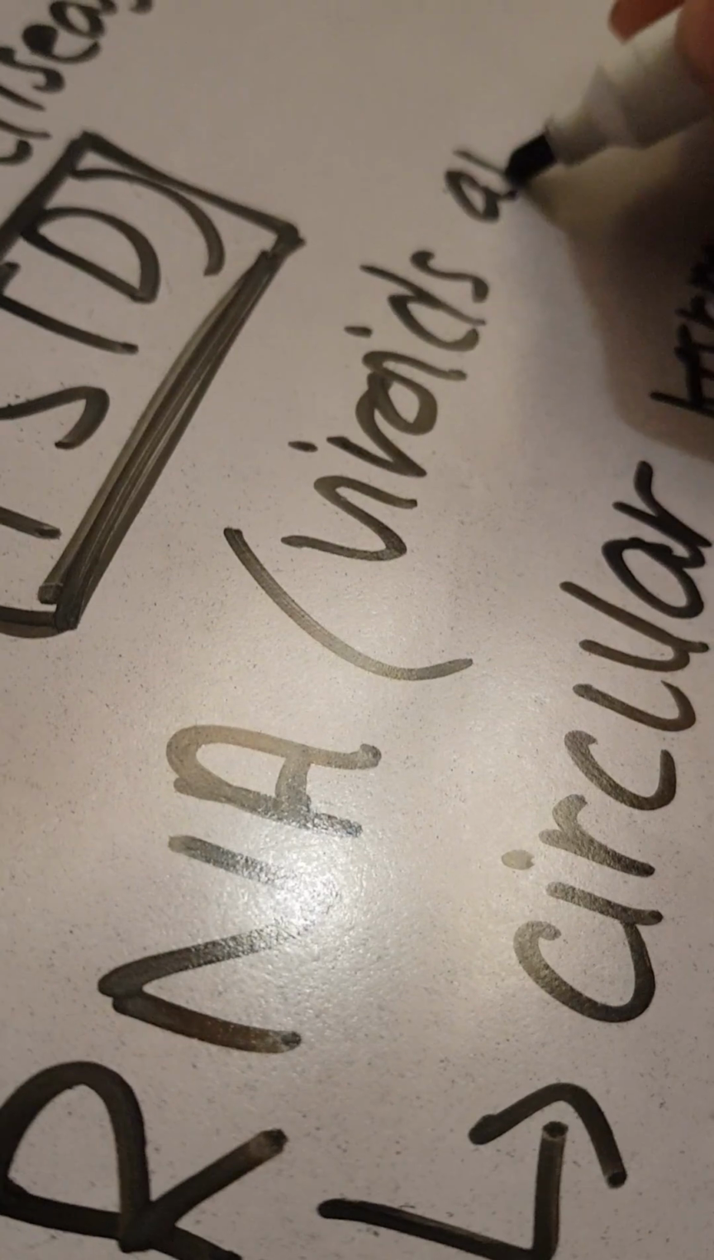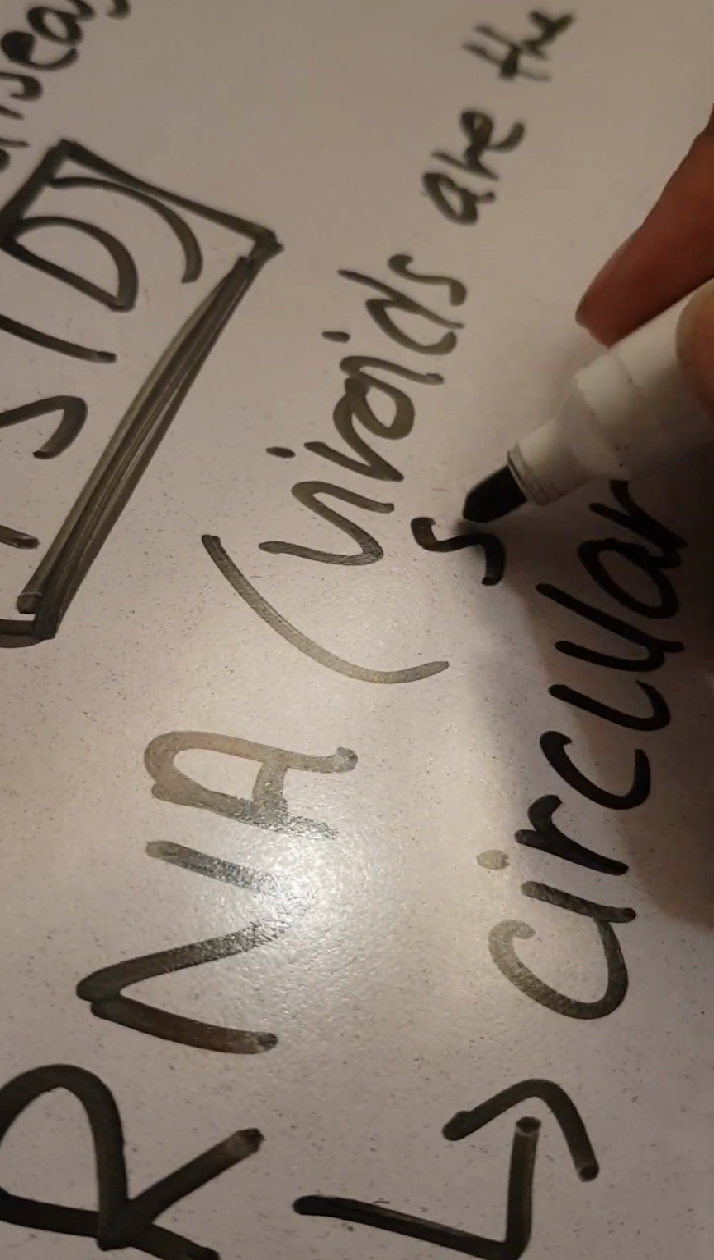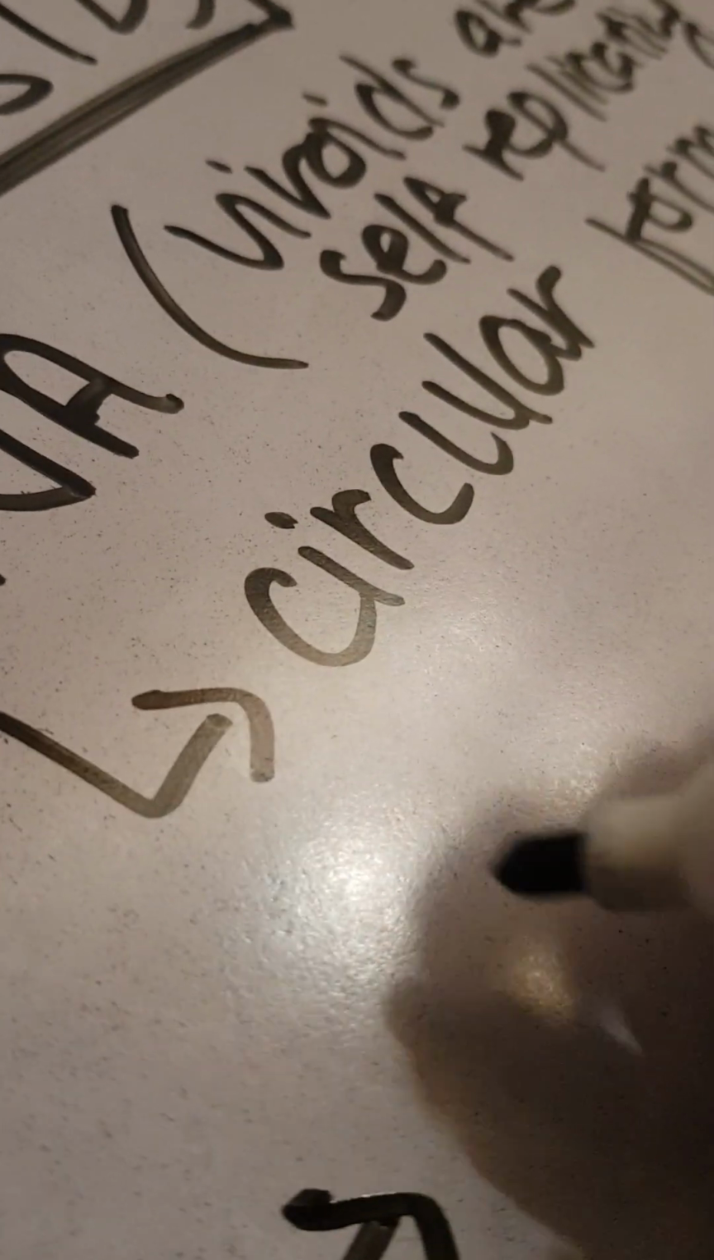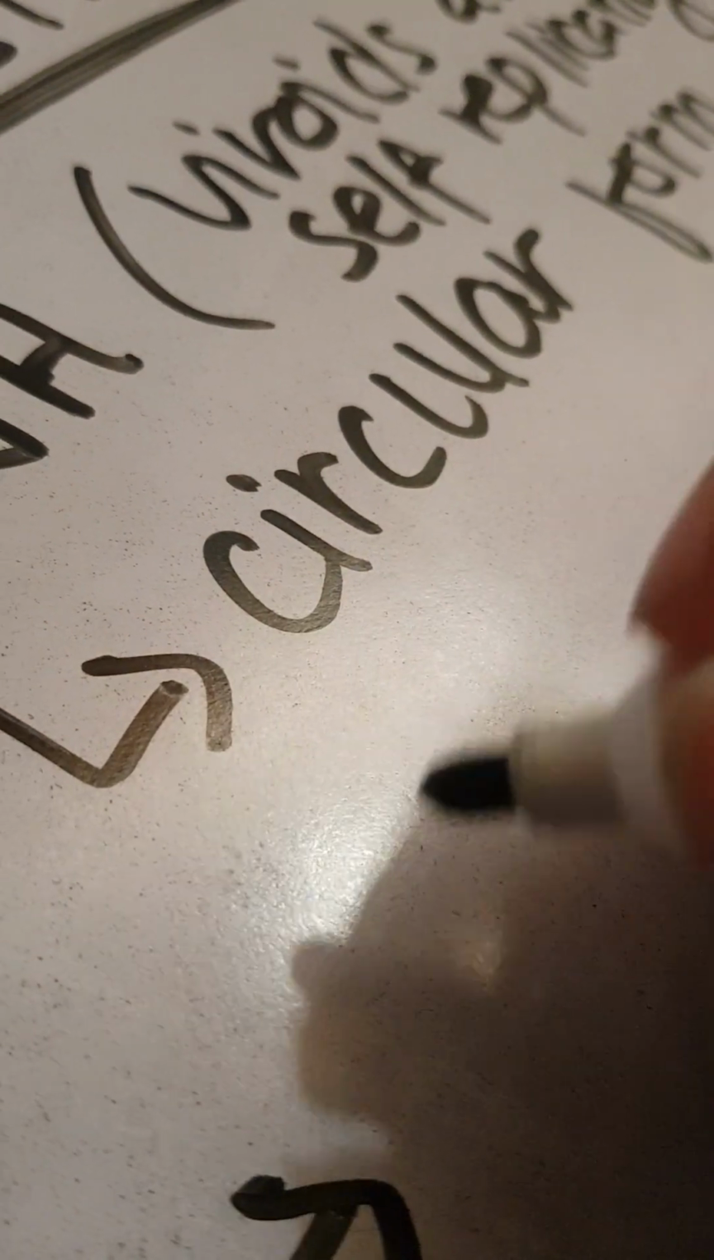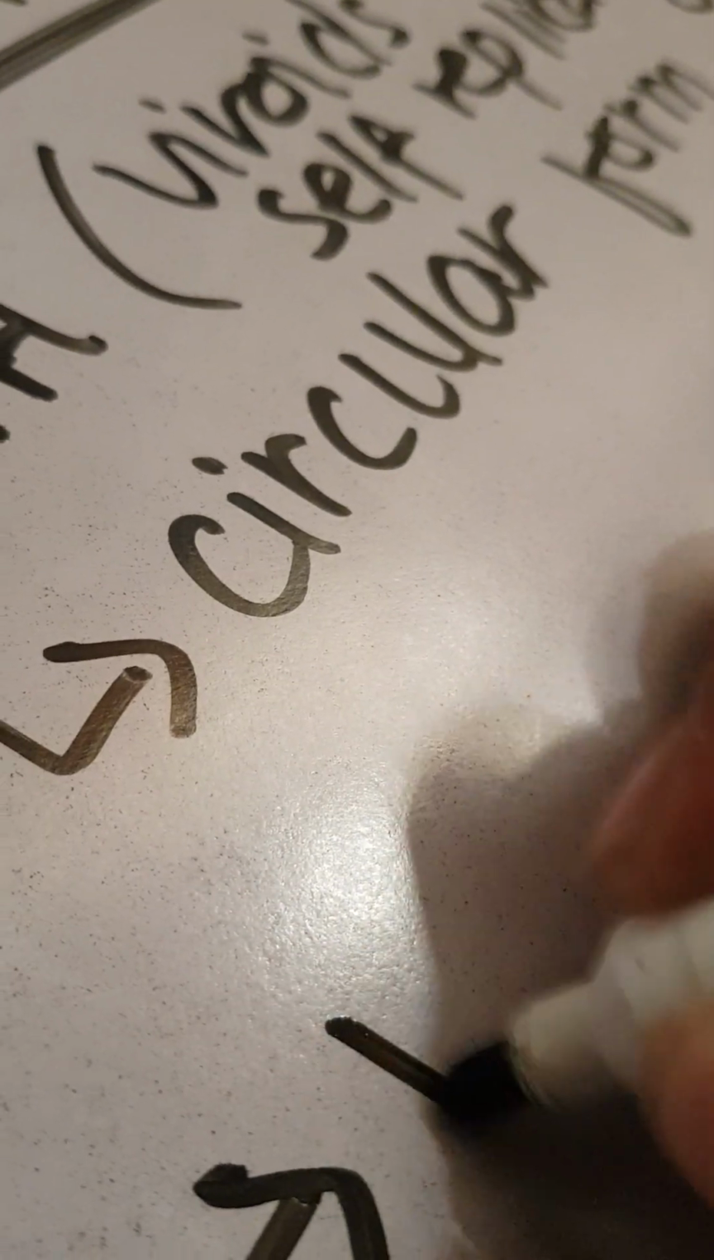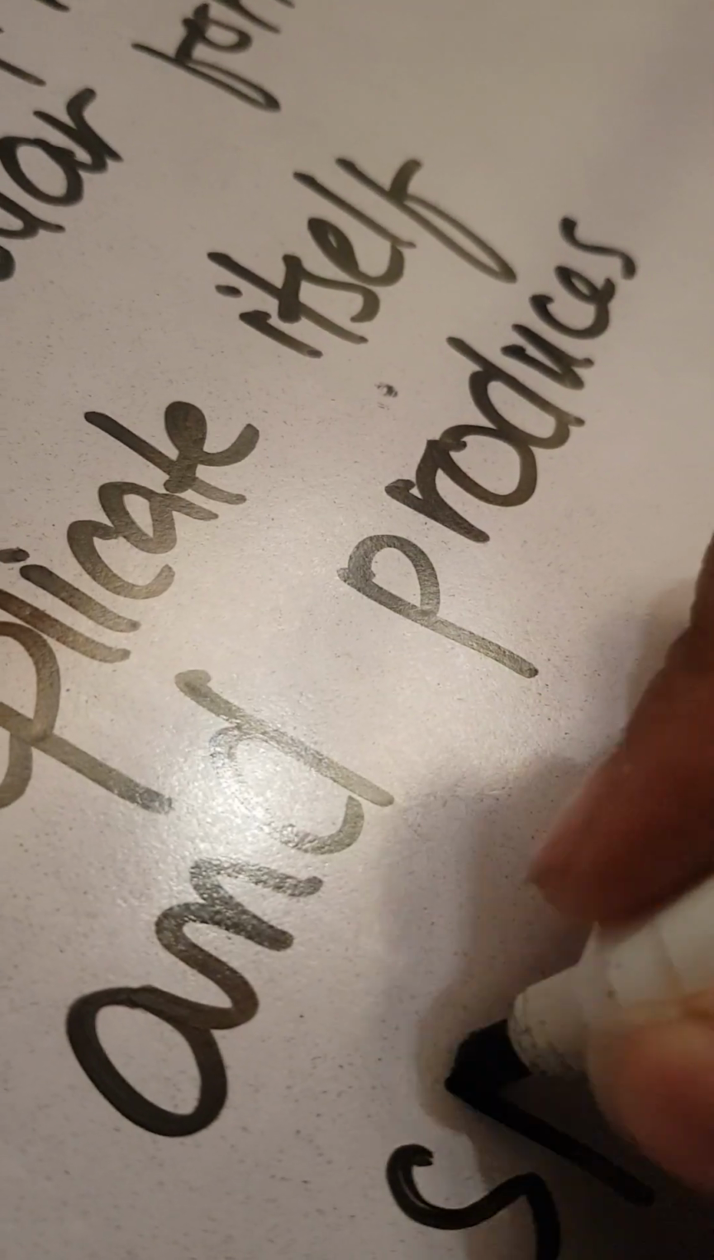Viroids are self-replicating particles. They only replicate themselves and produce a specific RNA molecule.